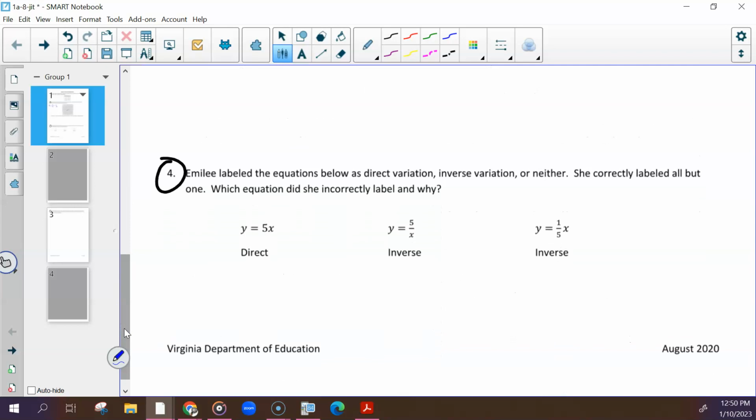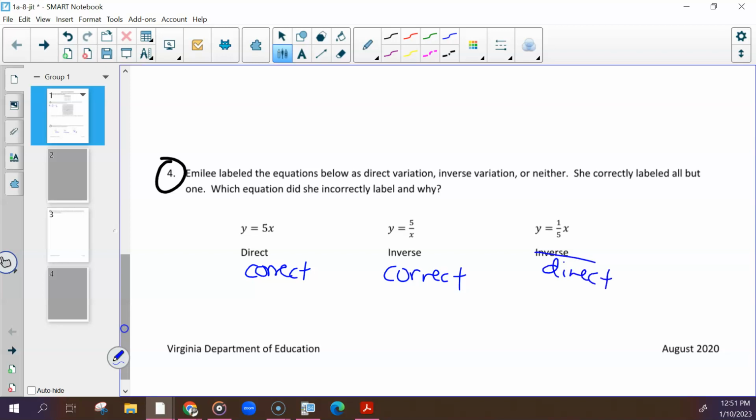She labeled these equations. One of them is incorrect. You have to figure out which one and why. The direct one is correct. The inverse one, this first inverse one, is correct. This last inverse one is incorrect because this is actually direct.